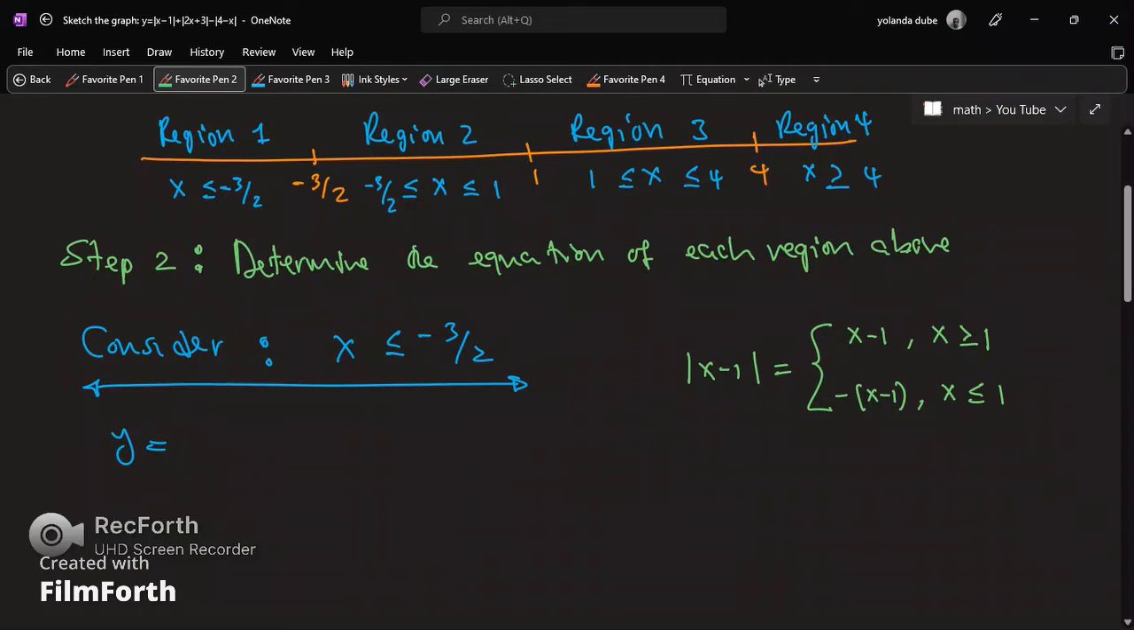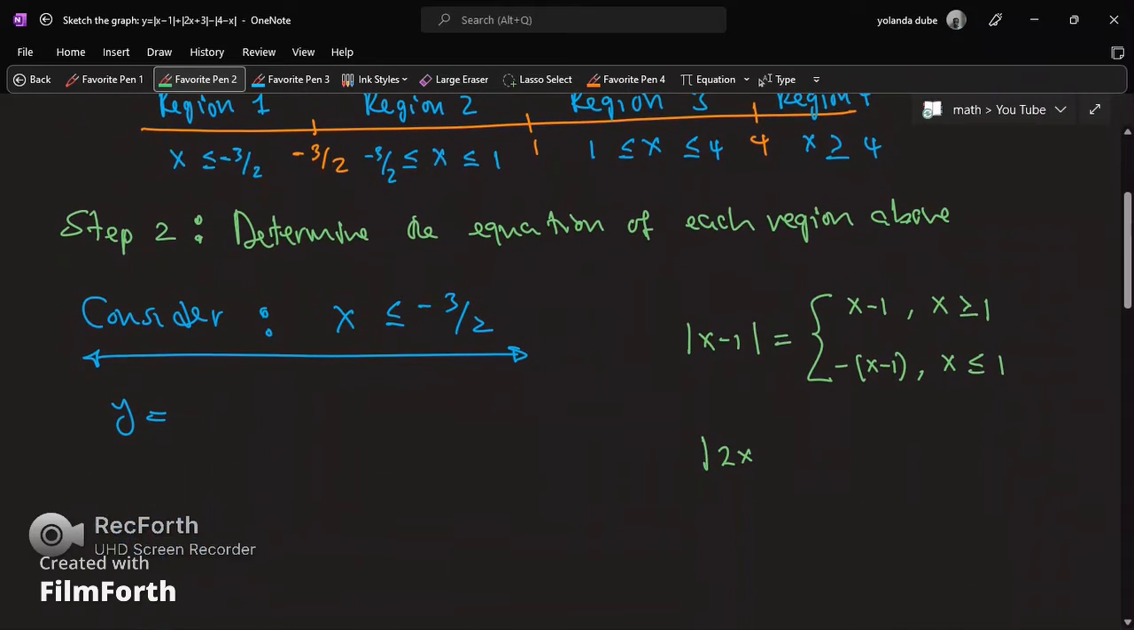Then the other function that we have, which is |2x plus 3|, is as follows. So 2x plus 3 is positive whenever x is greater or equal to negative 3 over 2. You see that? Negative 3 over 2, sorry. So for all values that are greater than that, this function will be positive. And then the same function is negative every time when x takes values that are less than negative 3 over 2, like that.